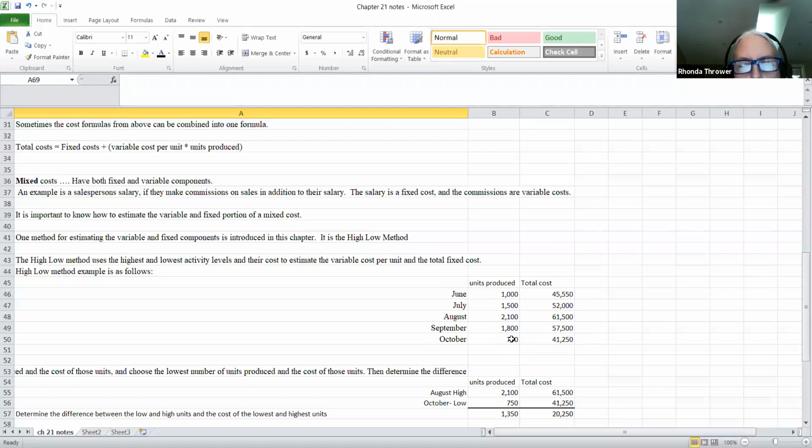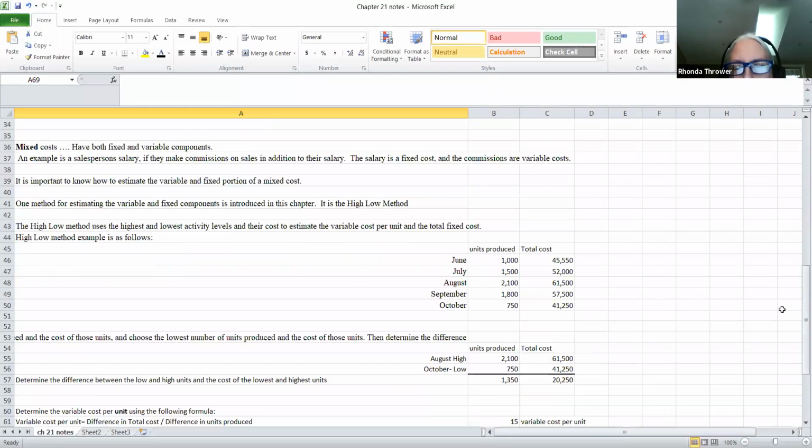Using the high-low method, you're going to choose the highest number of units produced and the lowest number of units produced. So you have to choose what is the highest number of units produced. If you're looking through there, the highest number of units produced is in August. The highest number of units produced is 2,100 units.